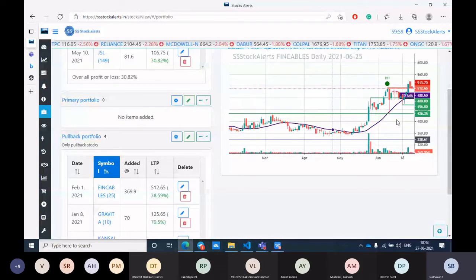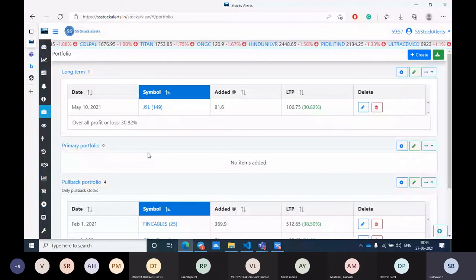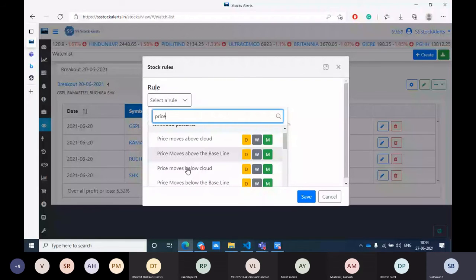You don't need to set it for each individual stock. That's a feature you can use to set rules. You can do the same thing for the watch list also. Suppose you want to buy some stocks, add them as a watch list here, go to edit rules, and whenever price moves above the baseline, which here is our Kijun-sen, just select that rule and click on save. At that time you will get a notification for buy setups. You can use this feature for anything.